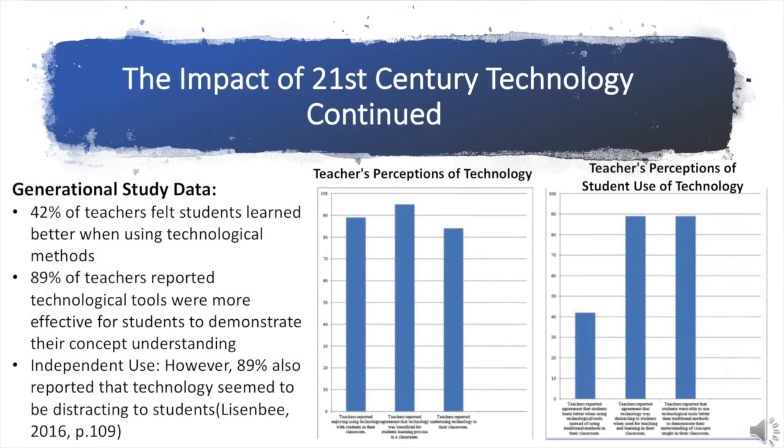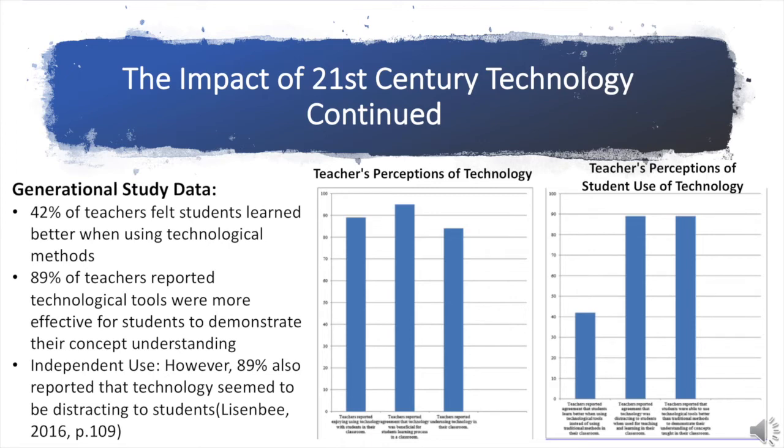So within the same journal that was previously mentioned, a generational study was actually collected, and surveys were given out to 17 teachers, and 13 of them returned them. The teachers themselves ranged from 1 year to 37 years of experience. And basically, if you look at both of the charts, the data shows that 42% of teachers felt students learned better when using technological methods. 89% of teachers reported that technology tools were actually more effective for their students, especially when demonstrating their understanding.